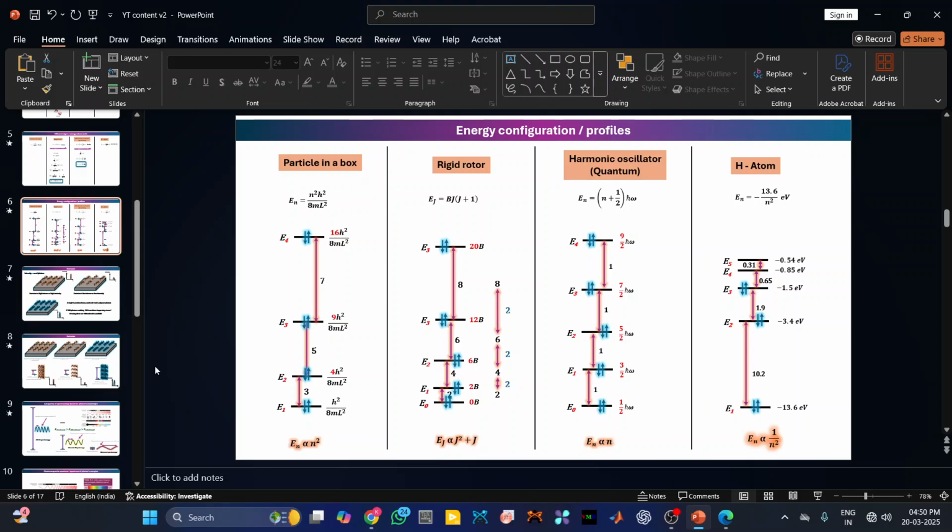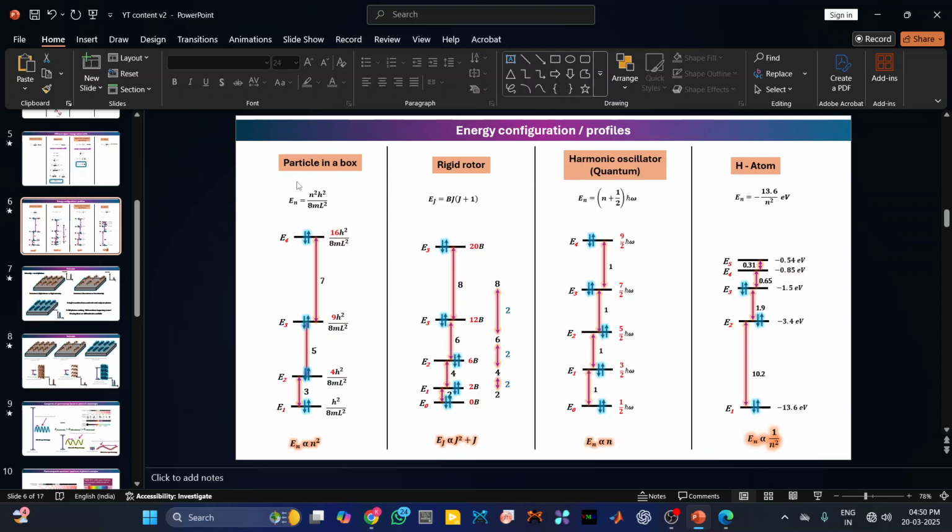Hello everyone. So last time we ended with four kinds of quantum systems, which are displayed here, if you can see. So let's continue with that.